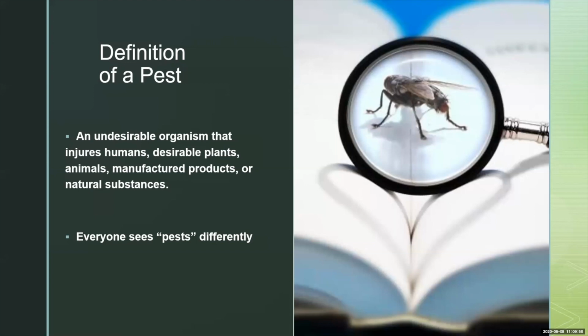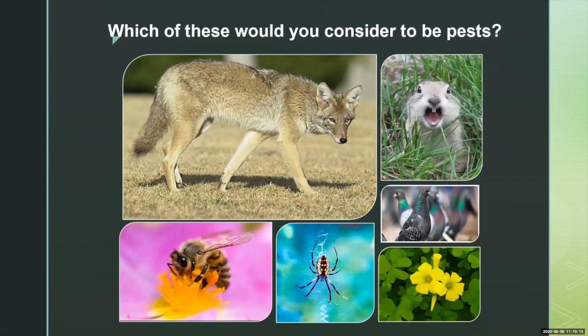A pest is an undesirable organism that injures humans, desirable plants, animals, manufactured products, or natural substances. But everyone sees and defines pests a little differently. For example, just look at this collage that we have on the screen. Which of these would you consider to be pests?